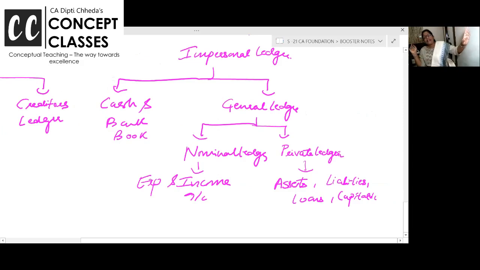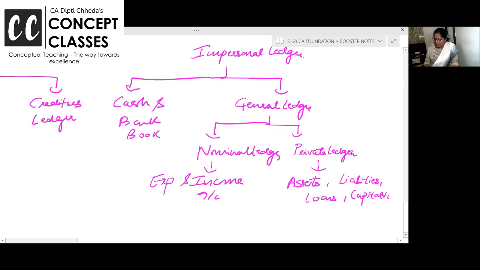Let all my debtors' accounts be maintained by person A. Creditors, there are at least 50 parties from whom I'm purchasing goods. So 50 ledgers by another person, expenses and income by someone else, and assets and liabilities by another.